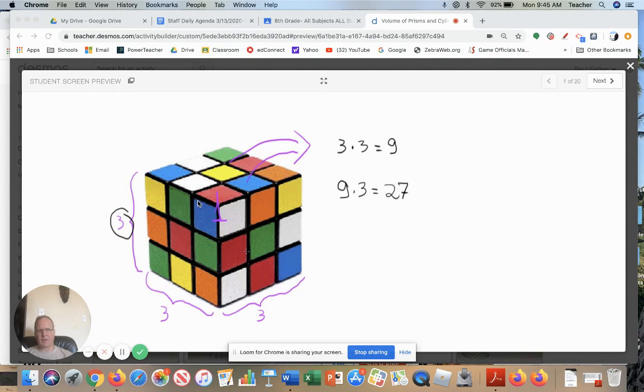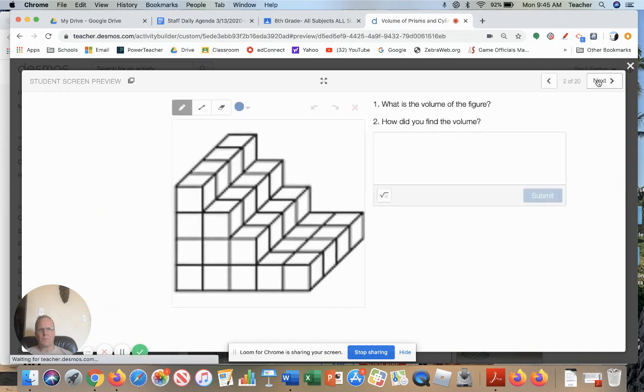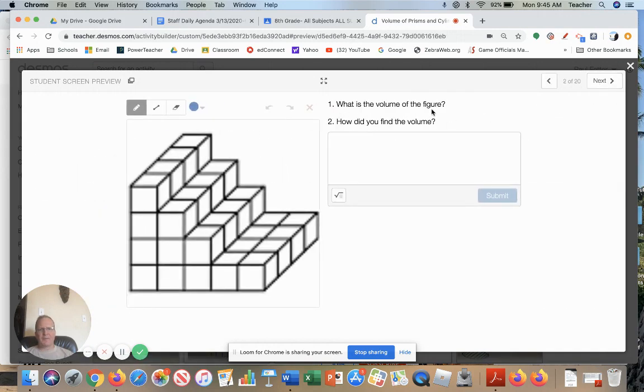by 3 by 3. So in this case, we multiply the base, 3 times 3 is 9, times the height, 27. What is the volume of this figure?